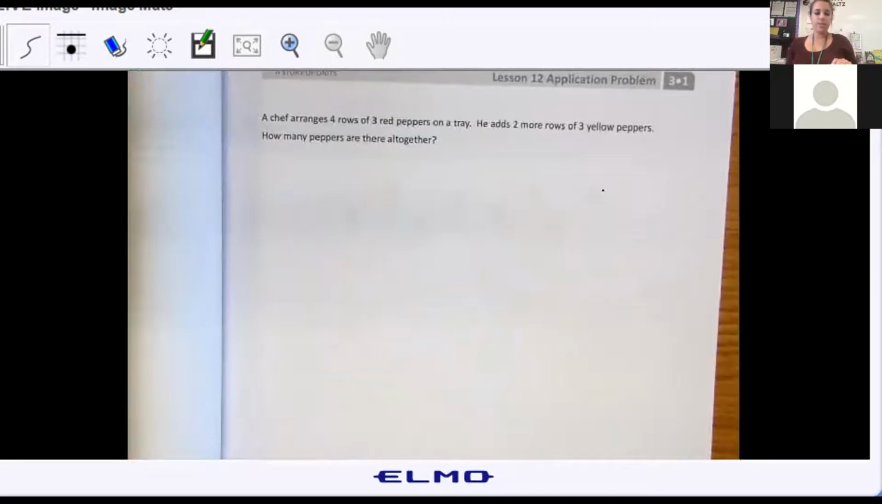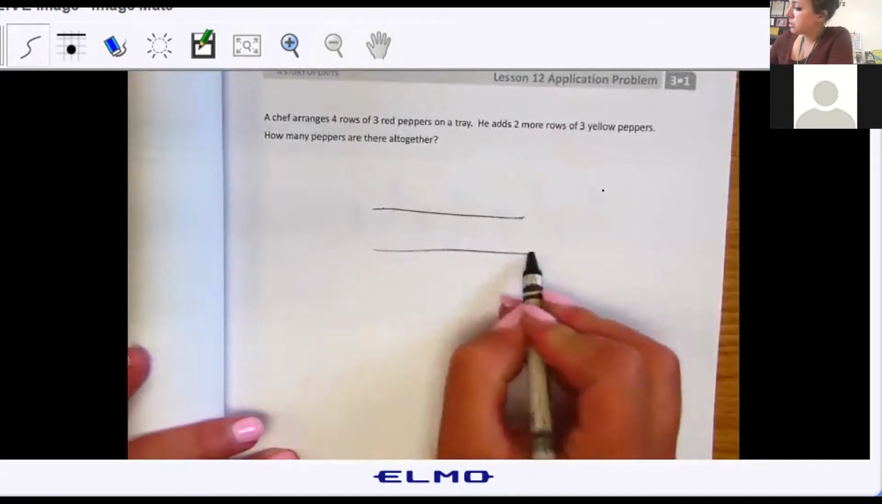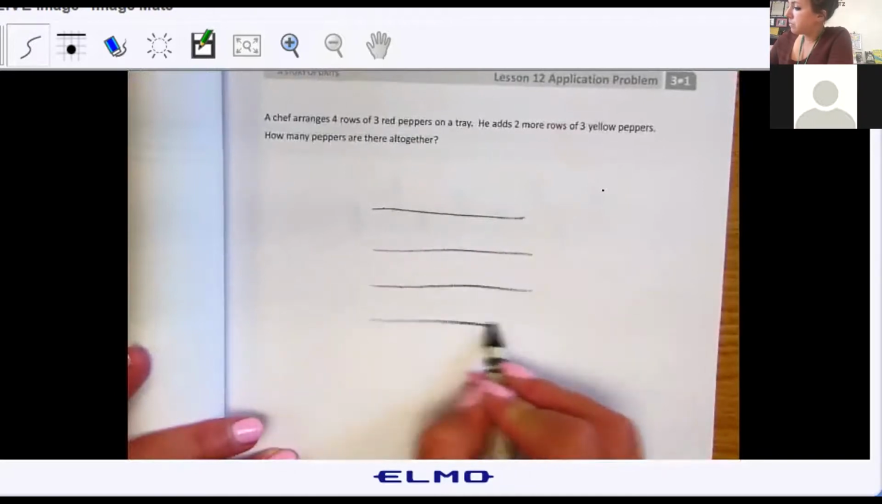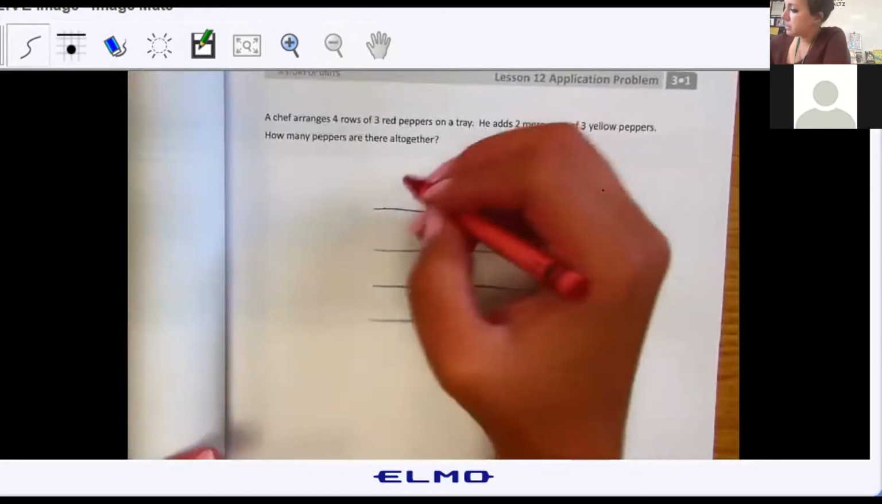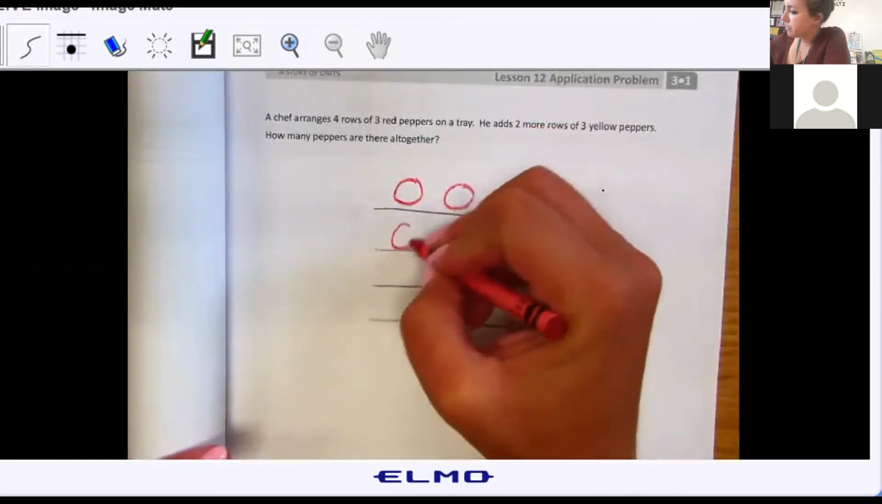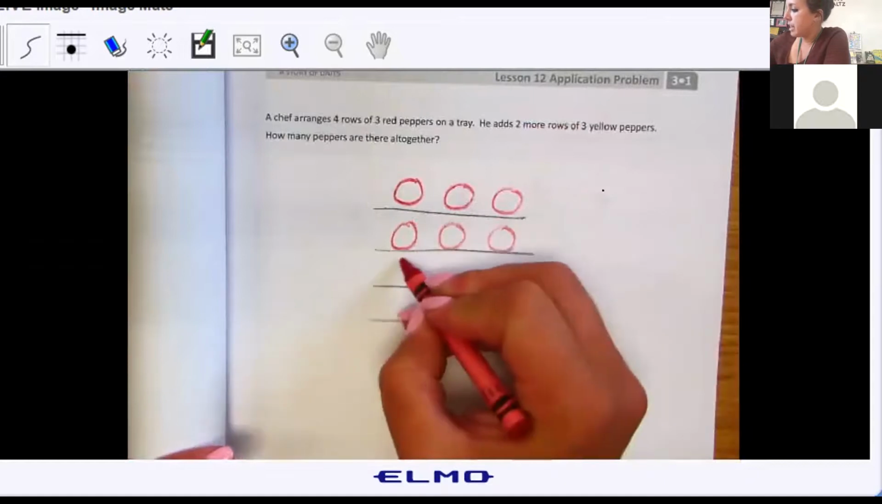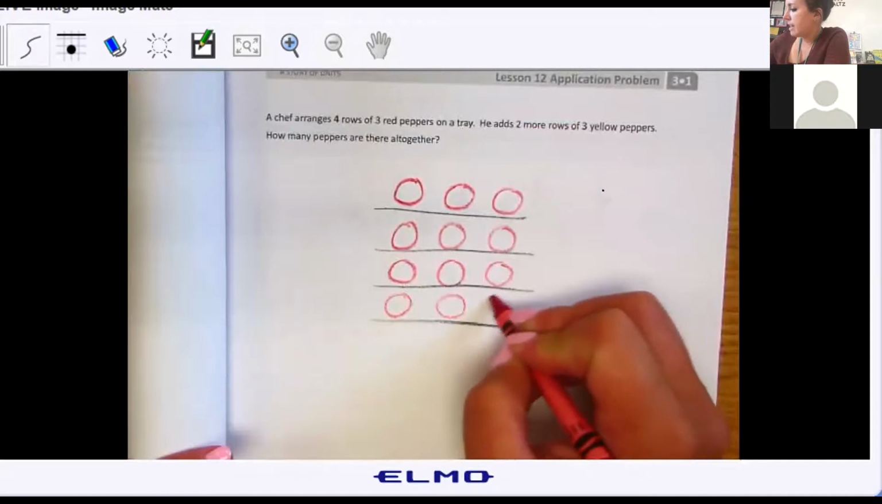Okay, hopefully you paused the video to try it. Now I'm going to draw it. I'm going to use some crayons that I have. So at first it says a chef arranges 4 rows of 3 red peppers. So 4 rows of 3 red peppers. 1 row of 3, 2 rows of 3, 3 rows of 3, and 4 rows of 3.